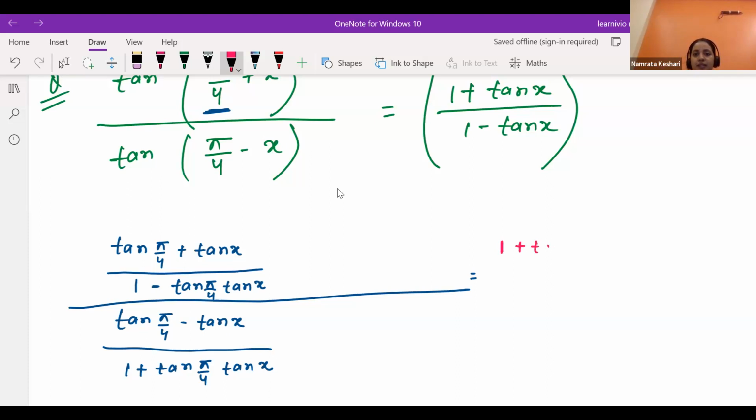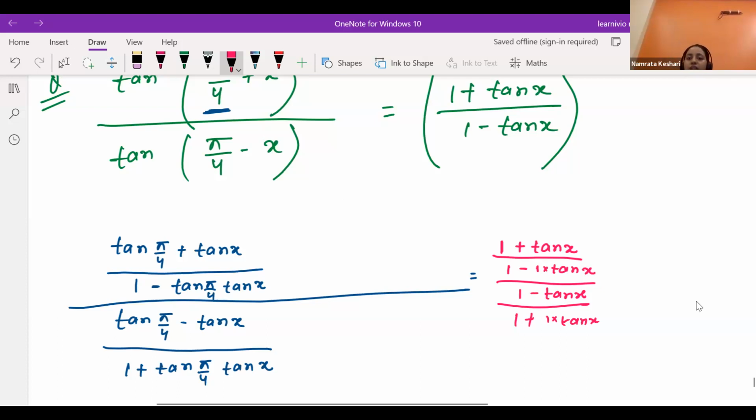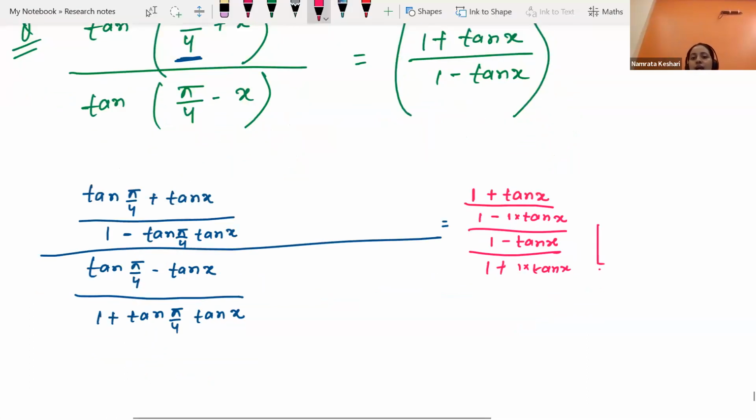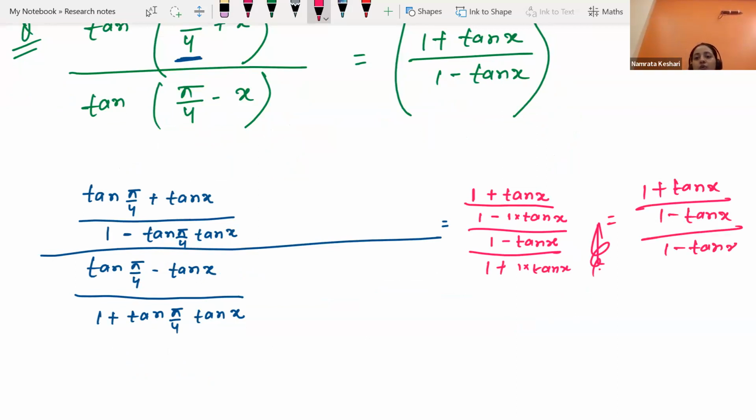So we get 1 plus tan x, over 1 minus 1 into tan x, over 1 minus tan x, over 1 plus 1 into tan x. This 1 into tan x we are writing; instead, just tan x could have been written. So we are having 1 plus tan x over 1 minus tan x, over 1 minus tan x over 1 plus tan x.